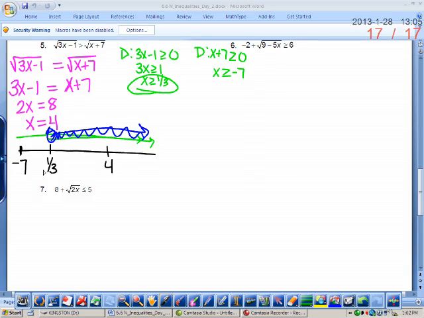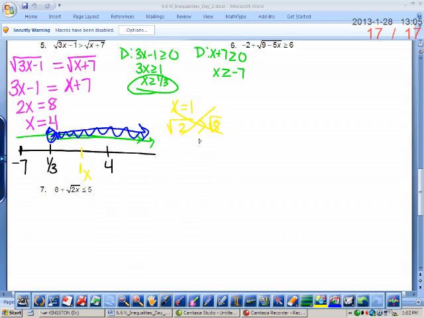Okay? All right, so why don't I try, say, +1 here? How about that? If I plug in x equals 1, I'm going to get the square root of, let's see, 3 times 1 is 3 minus 1 is 2. I want to know if the square root of 2 is greater than the square root of 8. Is that true? No. So 1 doesn't work.